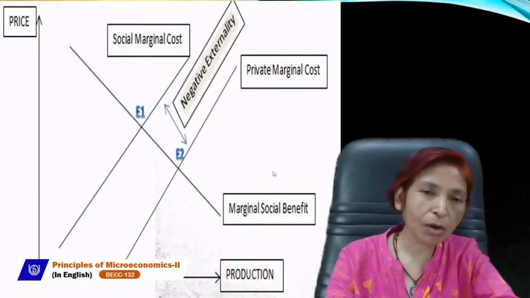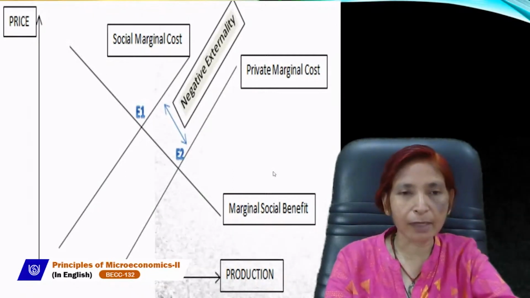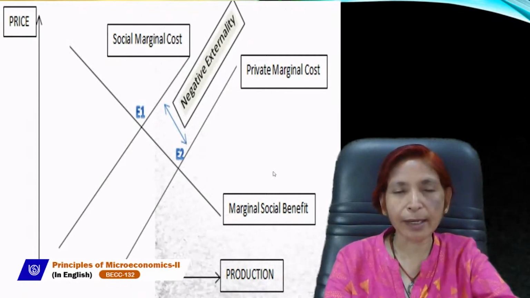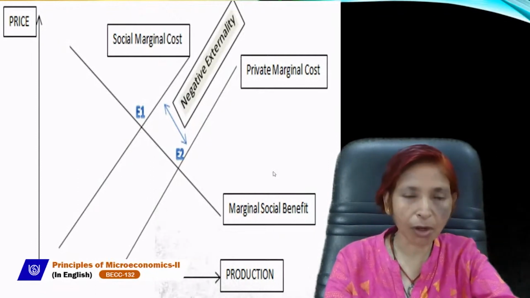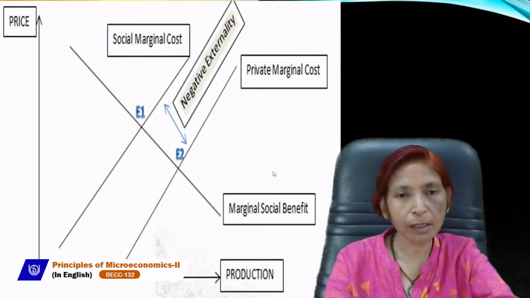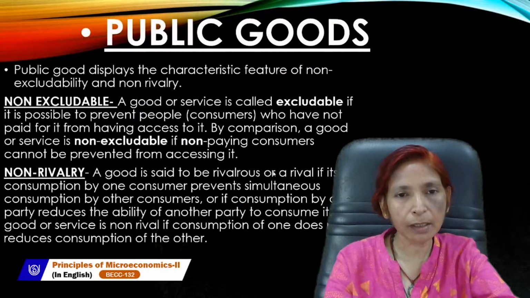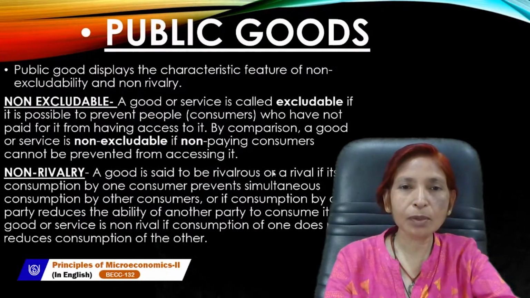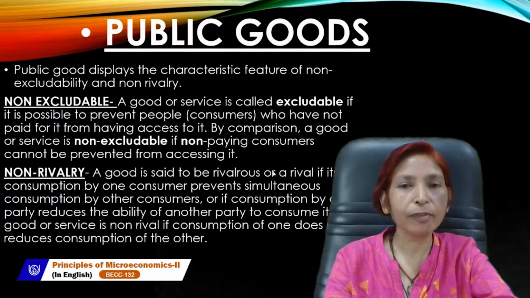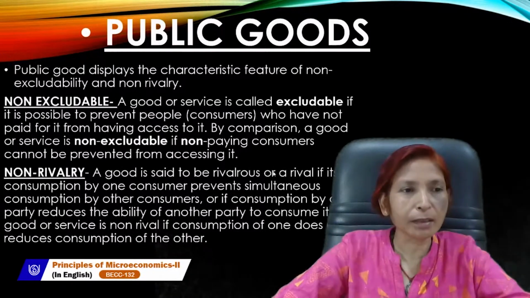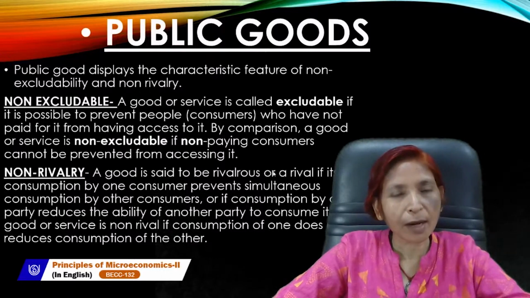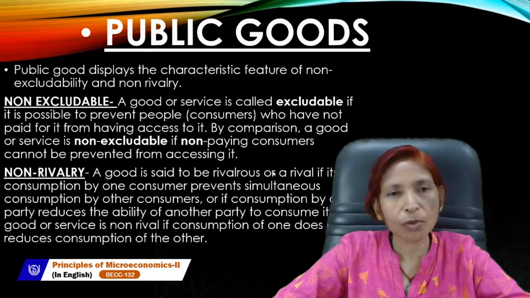Externality is the main cause of market failure, and we can show this externality concept with the help of a table, illustration, example, or diagram. Next is public goods. Now, public goods are also the main cause of market failure. How are public goods responsible for market failure? First of all, you have to know what public goods are.